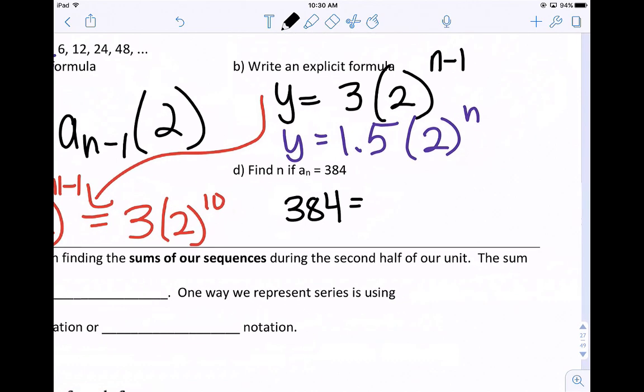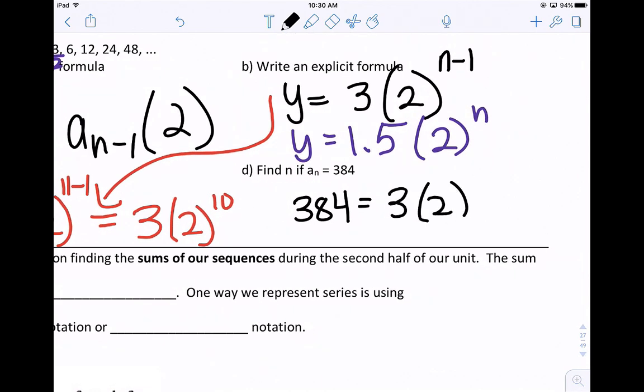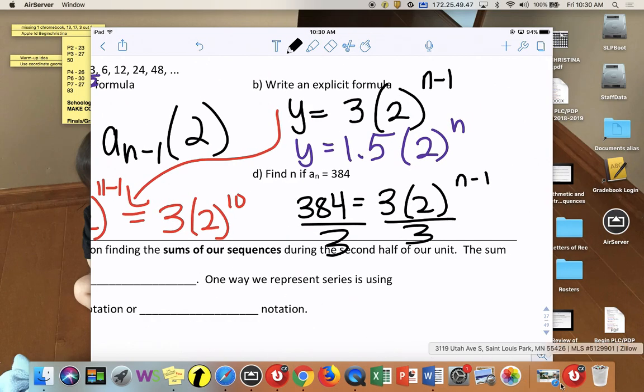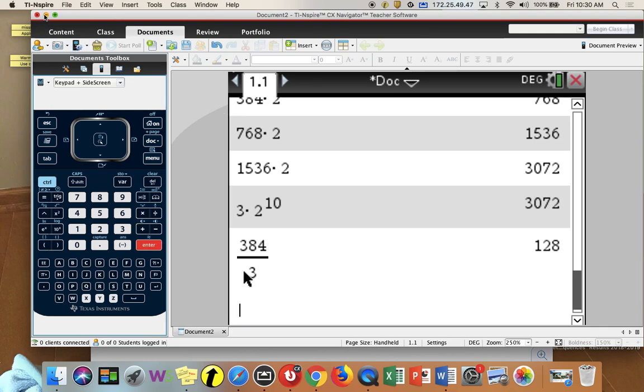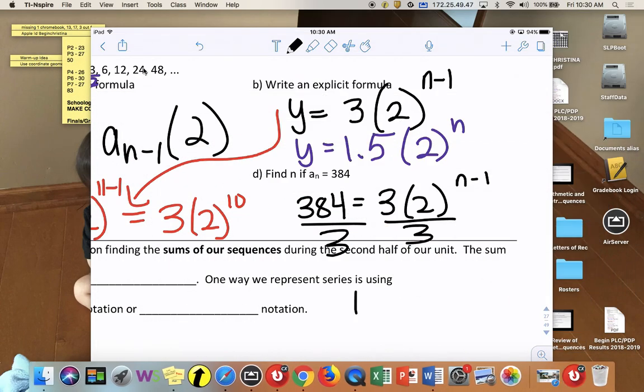So we have 384 equals 3 times 2 to the n minus 1 power. We could log this. We could divide each side by 3. Let's see if it's still in our calculator. There it is, the 384, but I forgot what I counted to get that. So I'll type this in. So 384 divided by 3 gives us 128. Okay, so if I'm showing my work here, we have 128 equals 2 to the n minus 1 power.